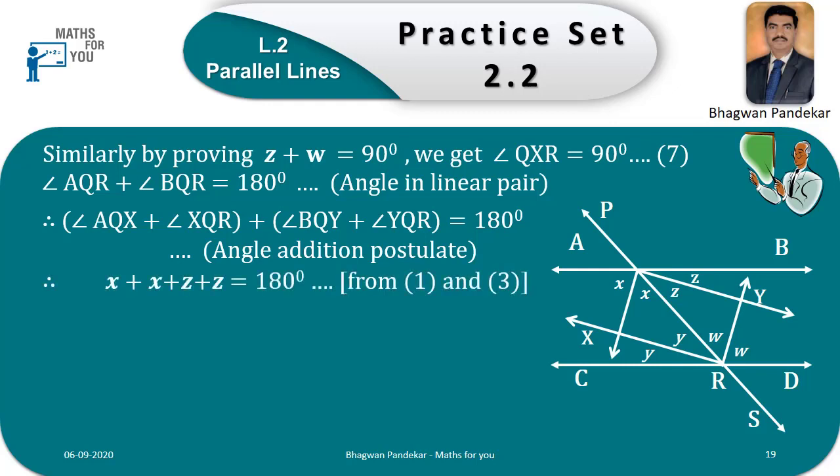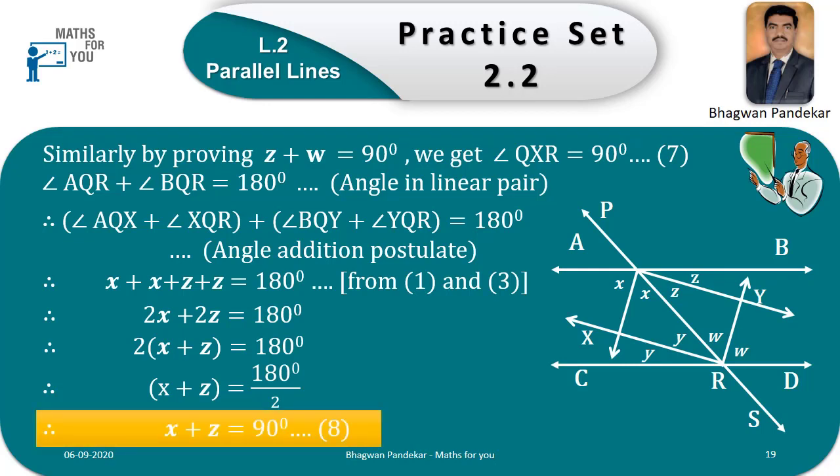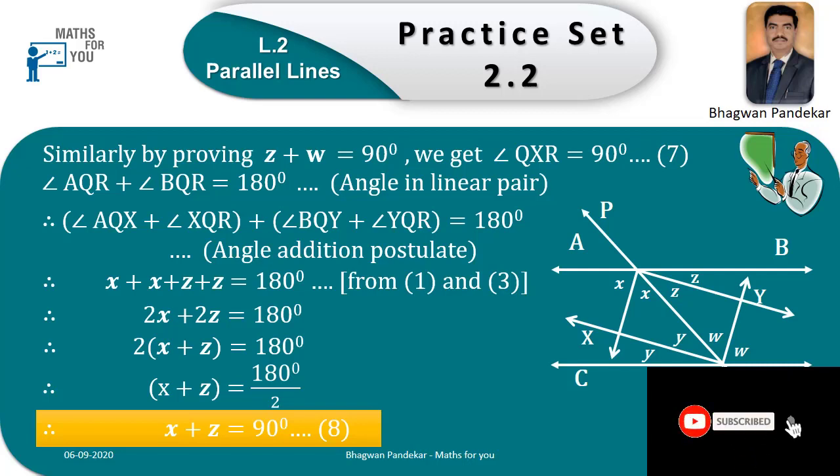Therefore, we can write x plus x plus z plus z is equal to 180 degrees from equations first and third. Therefore, 2x plus 2z is equal to 180 degrees. Taking 2 common out, we can write 2(x plus z) is equal to 180 degrees. Therefore, x plus z is equal to 180 degrees divided by 2. Therefore, x plus z is equal to 90 degrees. This is your 8th equation.